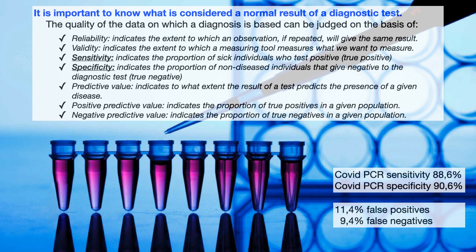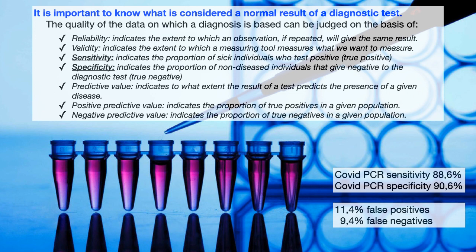90.6%. That means that out of 100 PCRs, only 88.6 of the positives do really have COVID. In other words, 11.4 positives are not really infected.